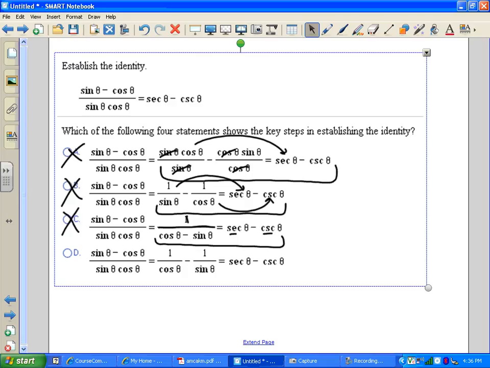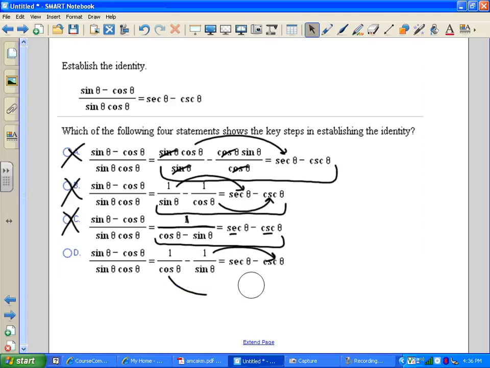Now, what the last choice has makes a lot of sense here. They have 1 over cosine is definitely secant, and 1 over sine is definitely cosecant. Now, just to see this one work out, the idea here that they did is they did a split strategy. So I'm actually going to work out a few steps in this one.